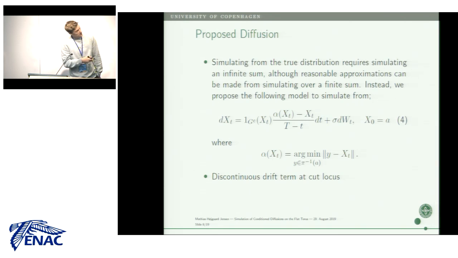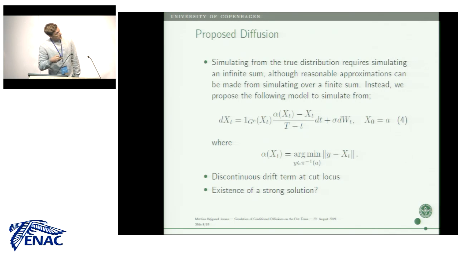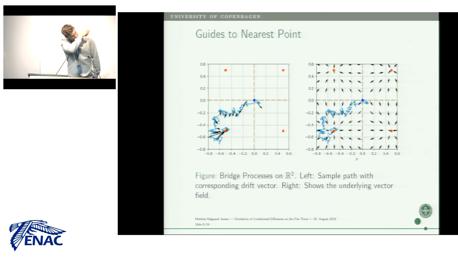So that gives us, so here you have the indicator function removing the drift whenever the process is at the cut locus. So we get this discontinuity of the drift, and then we ask if there exists a strong solution to this.